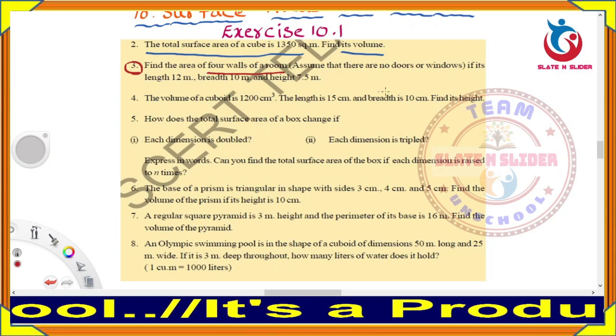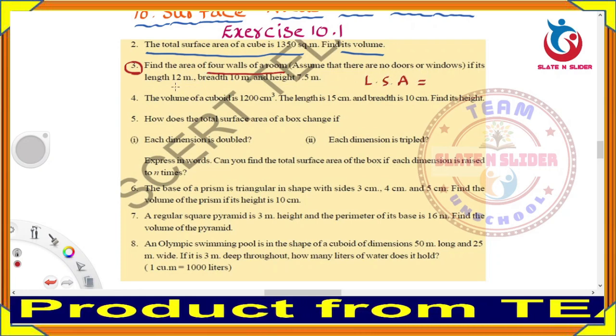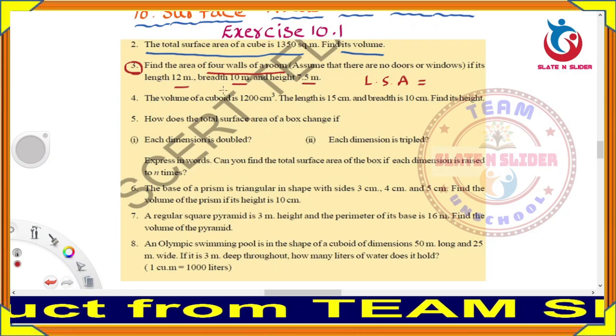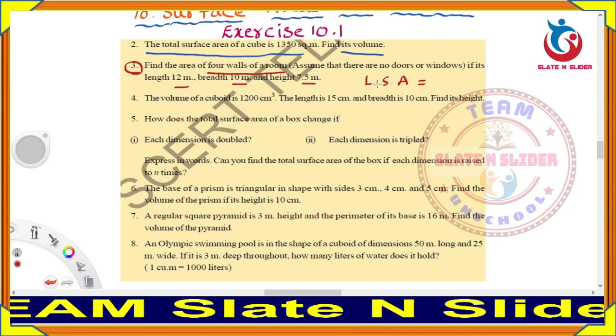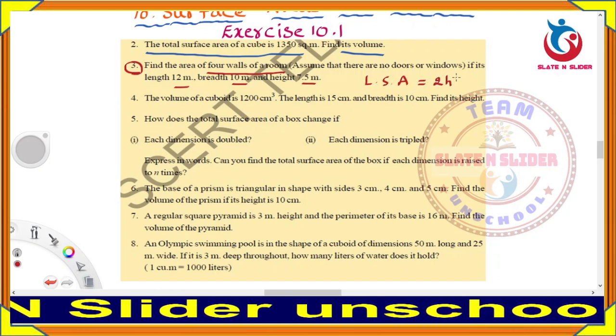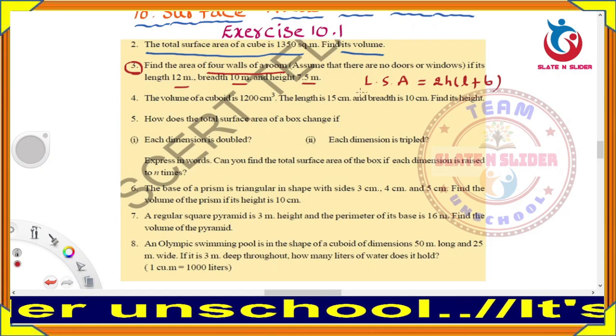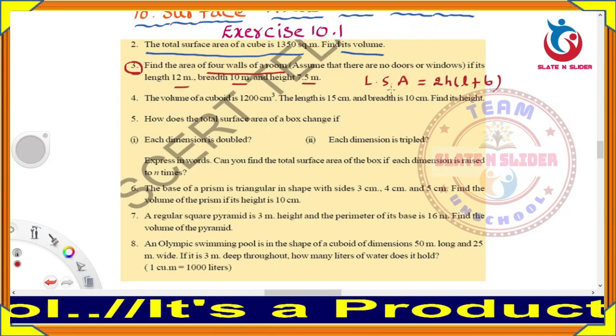So these 4 walls are supposed as the lateral surface area. Here length, breadth and height, these three measurements are different, that is why this is called a cuboid. So we should find out the lateral surface area of a cuboid, that is 2h of L plus B. So by substituting these measurements in this equation, we will get the lateral surface area.